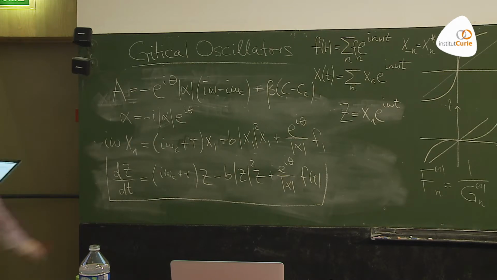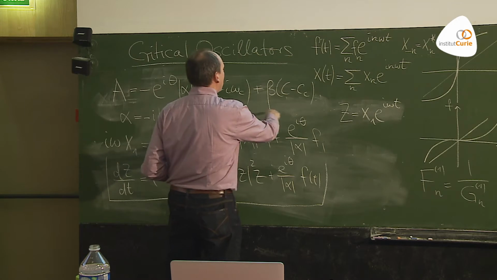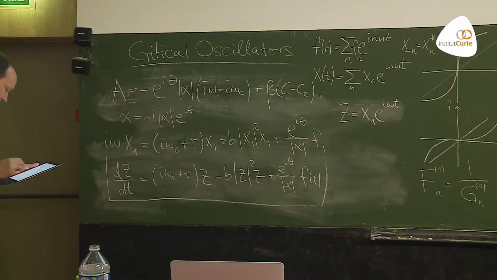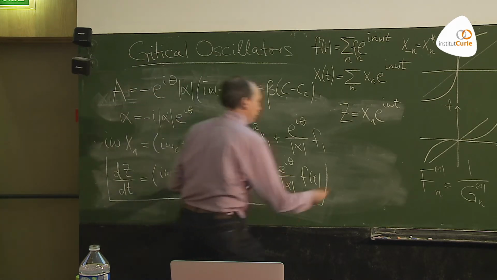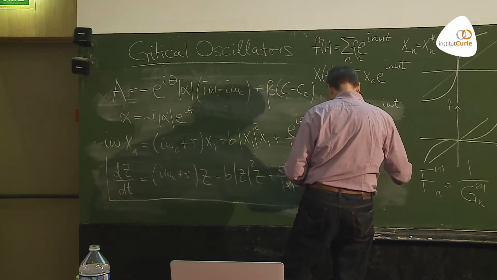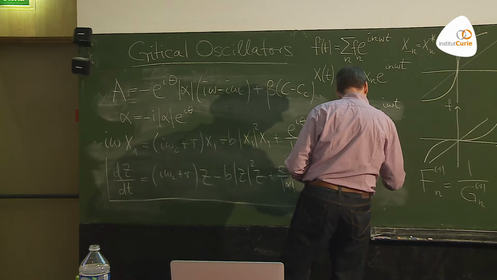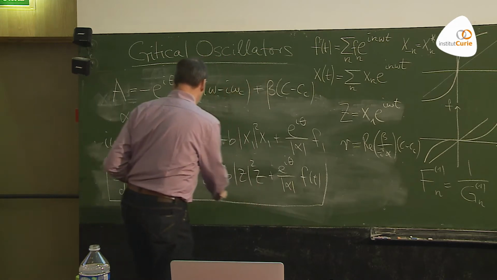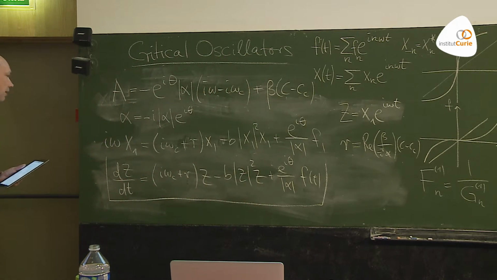And R is related to this term here. I don't want to write down the exact expression. Maybe I do write it down. R equals the real part of beta over minus i alpha times C minus C critical. So this term is related to being off from the critical point by the control parameter.